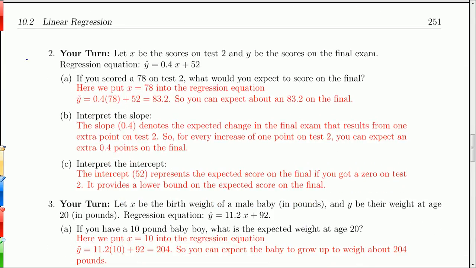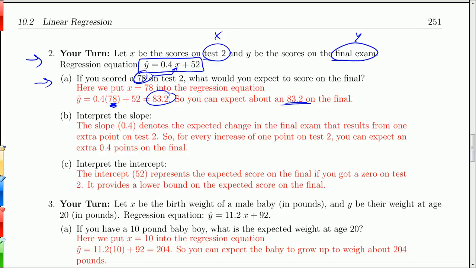Okay. Your turn. Let X be the scores on test 2, and Y be the scores on the final exam. The regression equation is Y hat equals 0.4X plus 52. If you score 78 on test 2, what would be the expected score on the final? You would take 78 and stick it in for X. 0.4 times 78 plus 52 is 83.2, so you can expect about an 83.2 on the final.